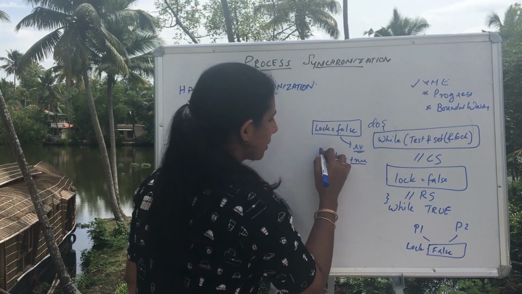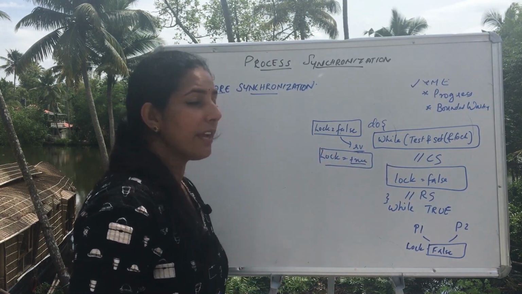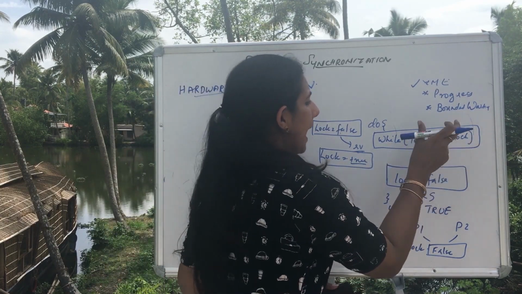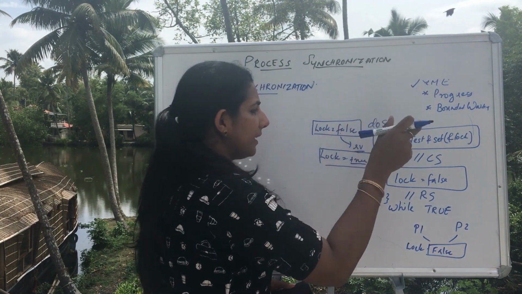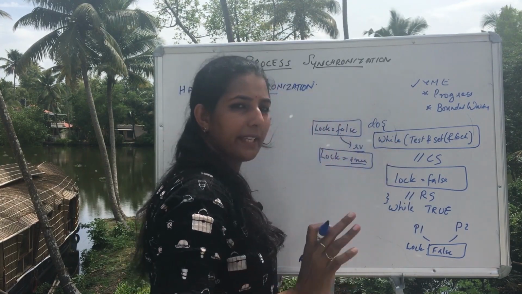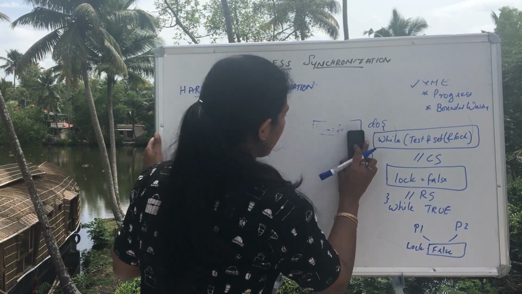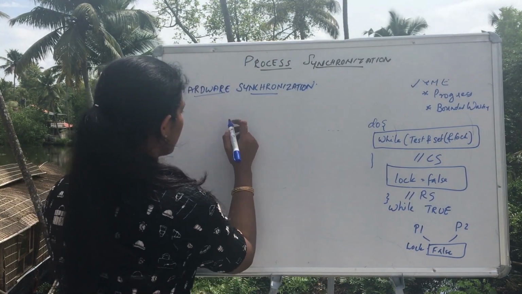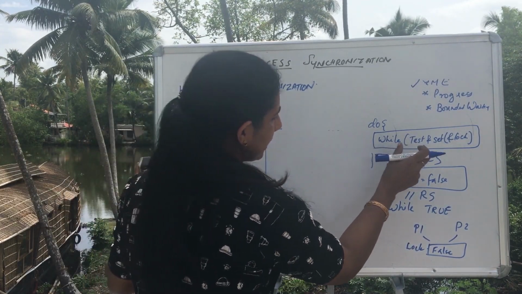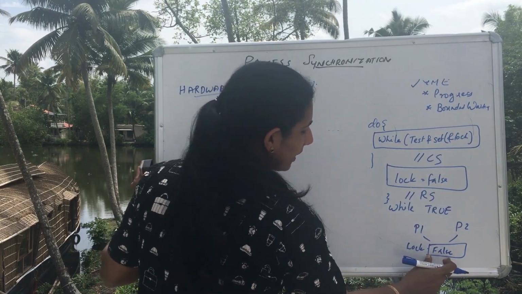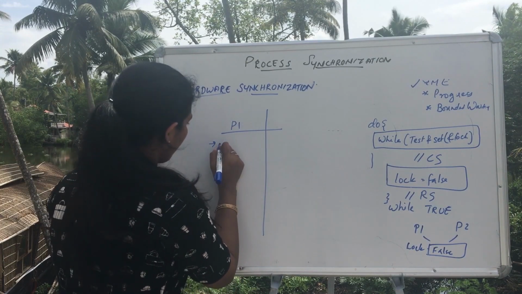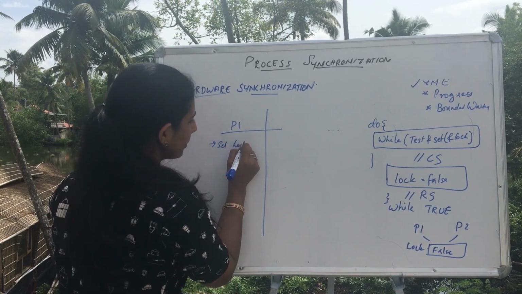Remember, whenever we function with TestAndSet, it does two things. First, it checks the value of the lock, which is returned for the while condition, and if the while condition is false, then it enters into the critical section, and the lock will be set to true at the same time. So let's check for the progress. Now process P1 enters into the critical section by checking the condition while TestAndSet. Since the lock is false, first it checks the value of lock, which is false, then it sets lock equal to true.